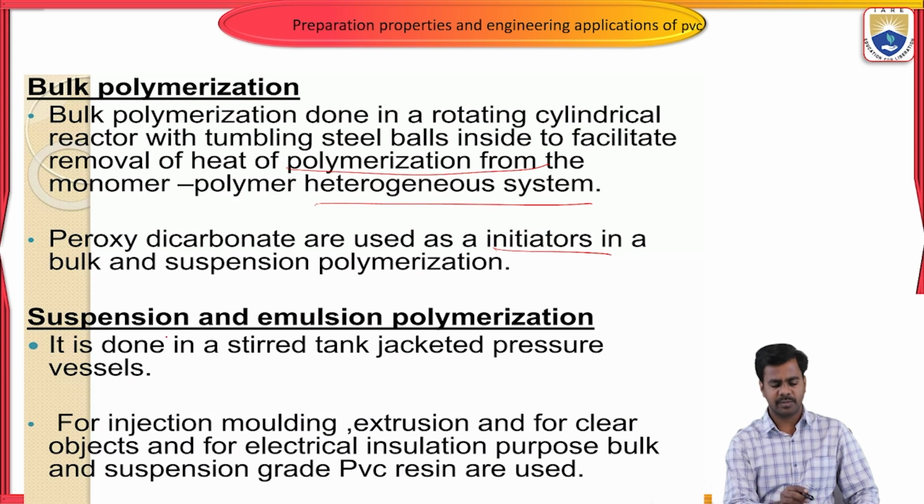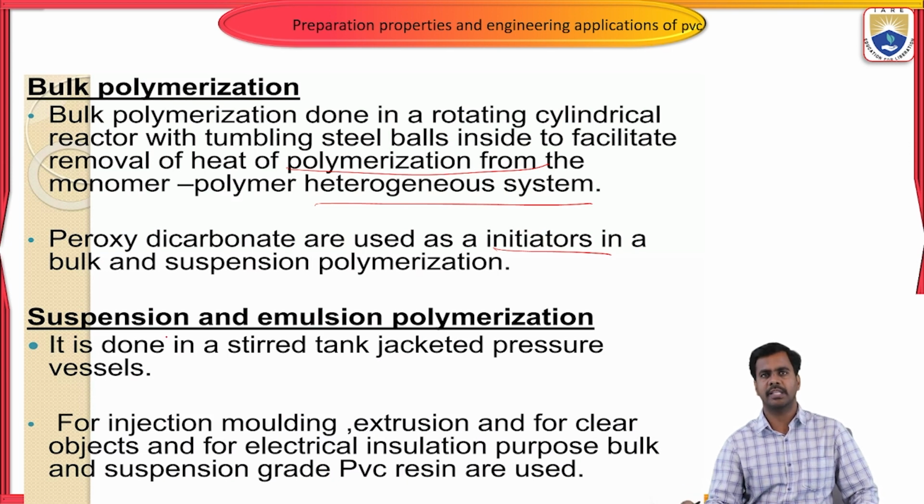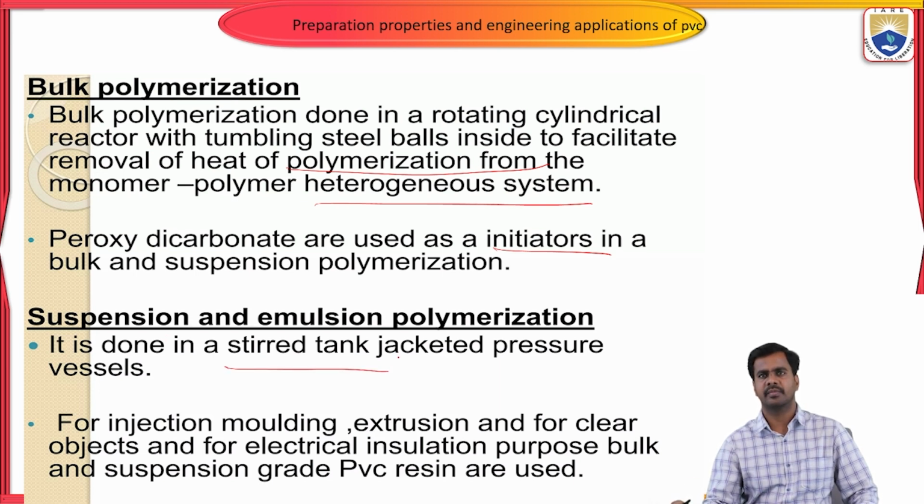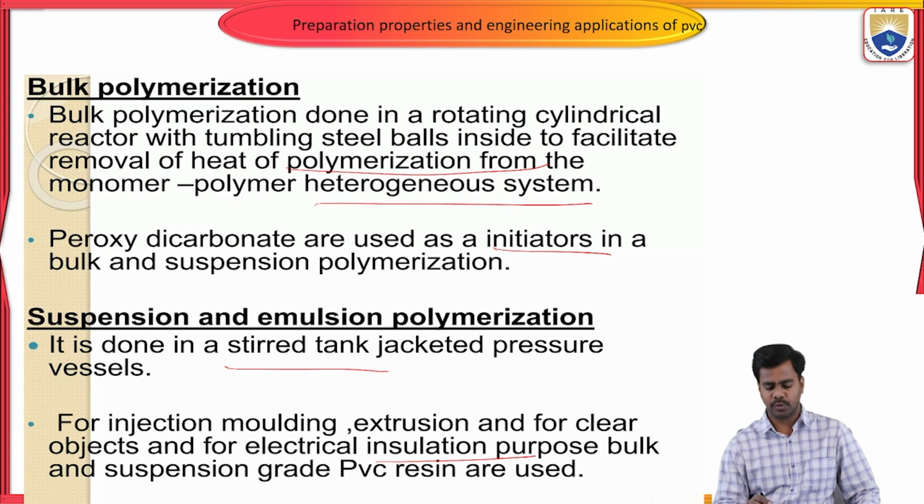Next, coming to the suspension and emulsion types of polymerization. It is done in sealed, jacketed pressure vessels. For injection molding, extrusion, clear objects and electrical insulation purposes, bulk and suspension grade PVC resins are used.